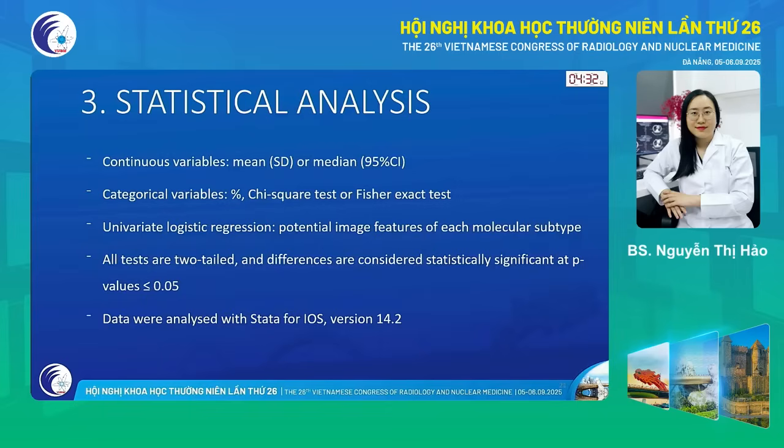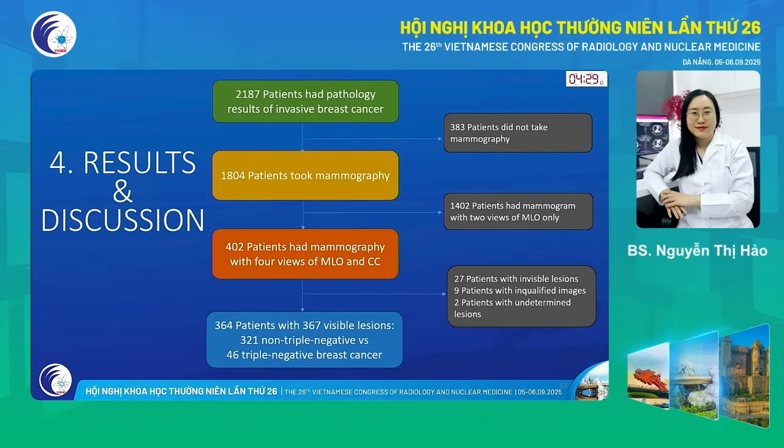Here's the statistical analysis. About the results and discussion, during the study duration, we have 2,187 patients with a pathology result of invasive breast cancer, and 1,804 patients took mammography, and finally 402 patients had mammography with 4 views, and finally we have 364 patients with 367 visible lesions, with 21 non-triple-negative versus 46 triple-negative breast cancer.